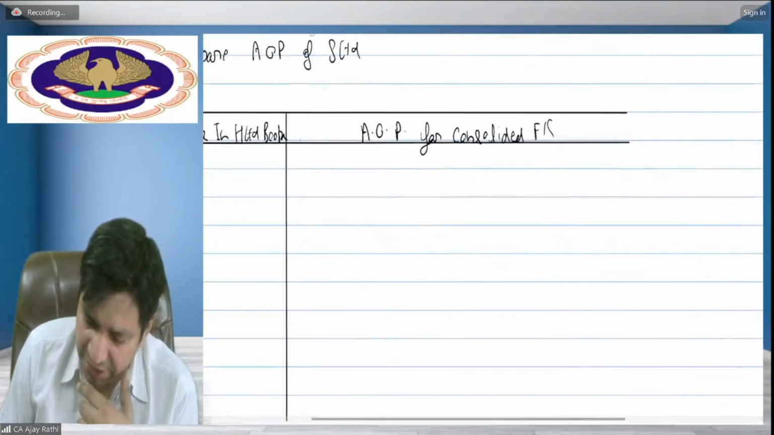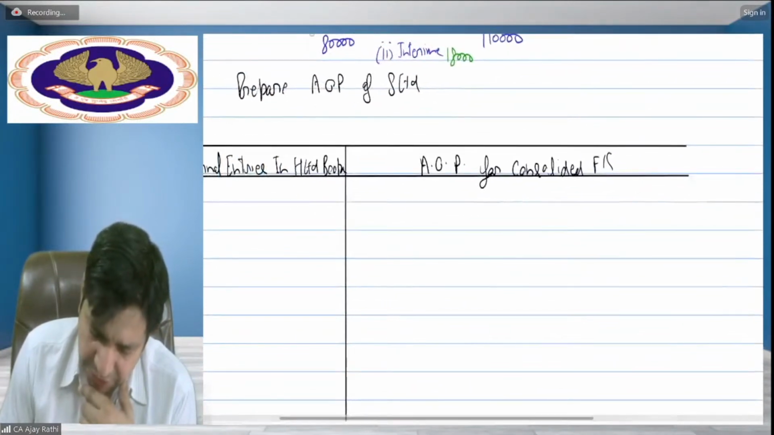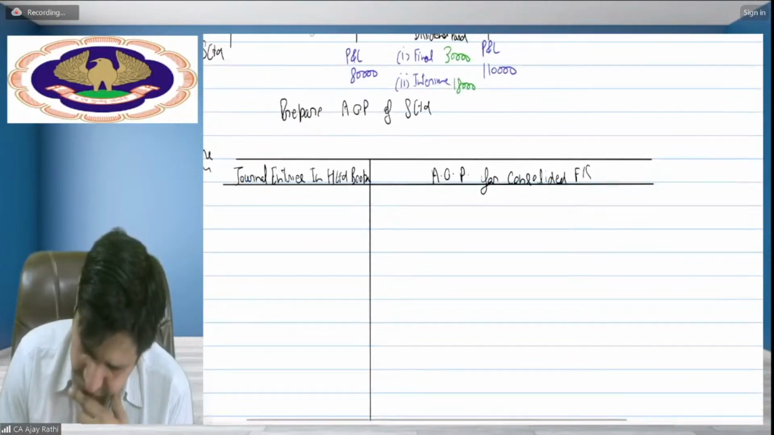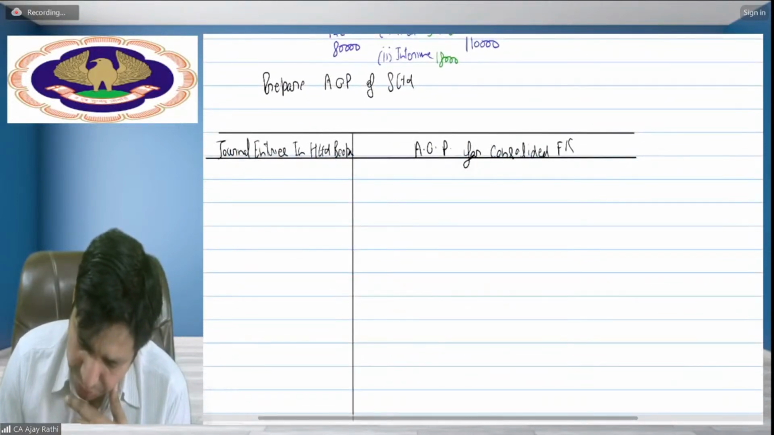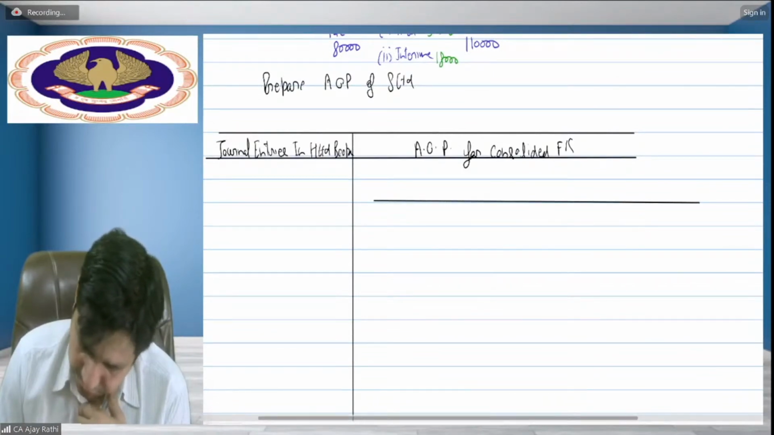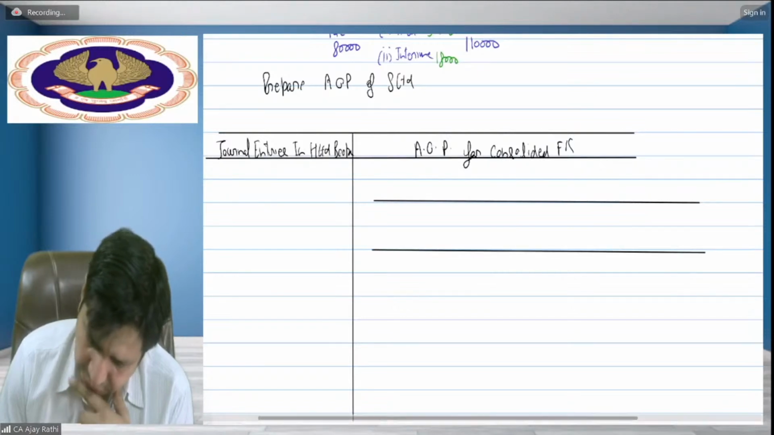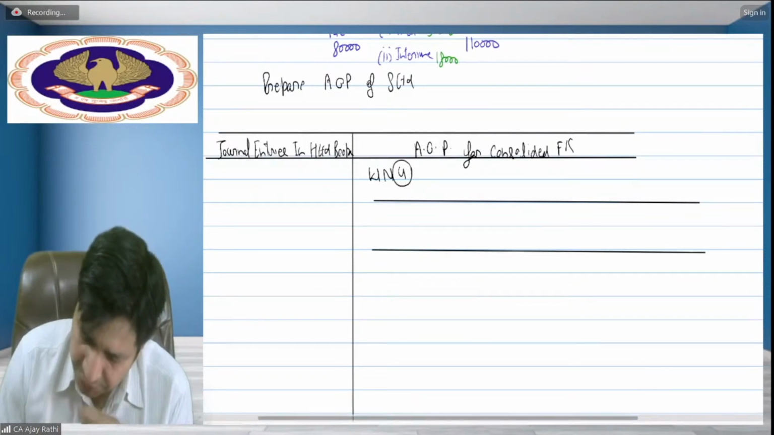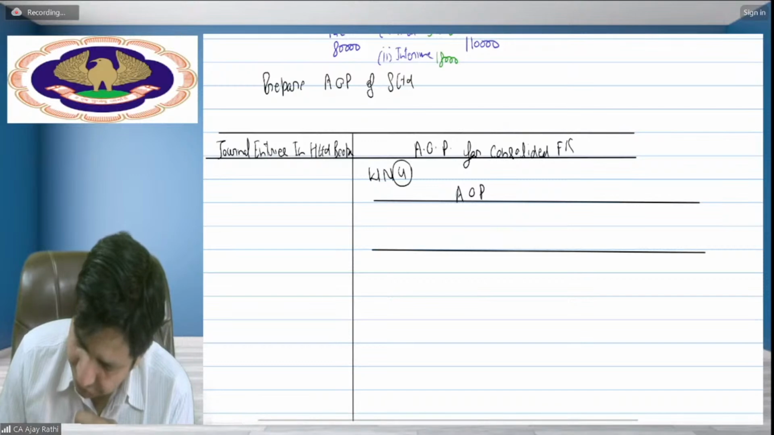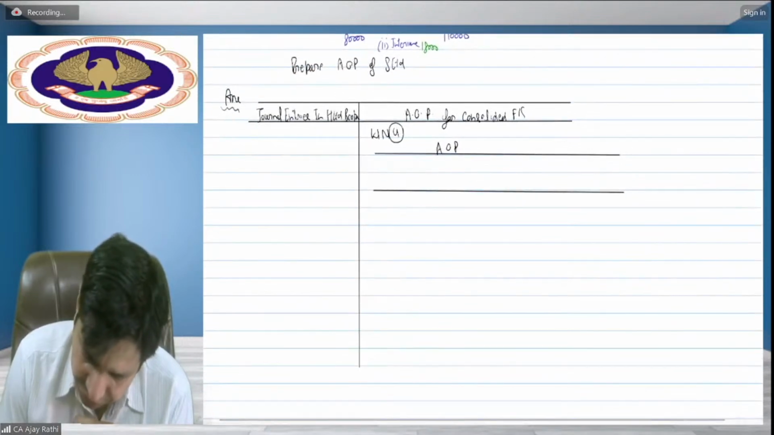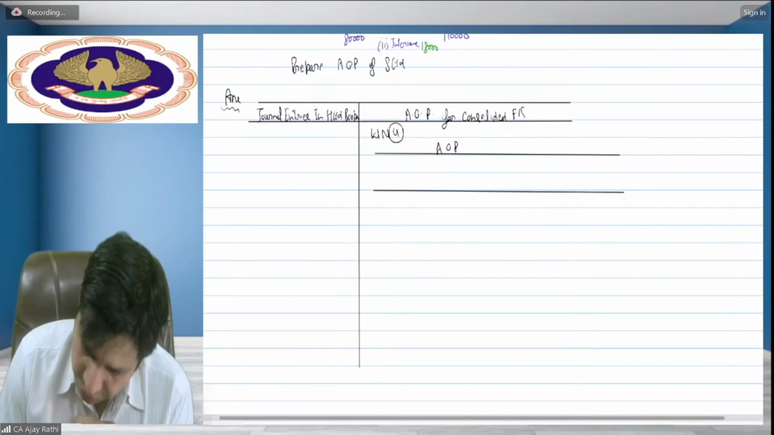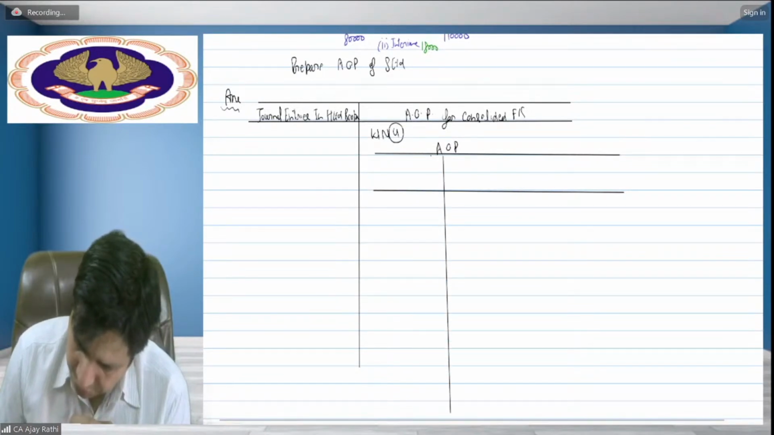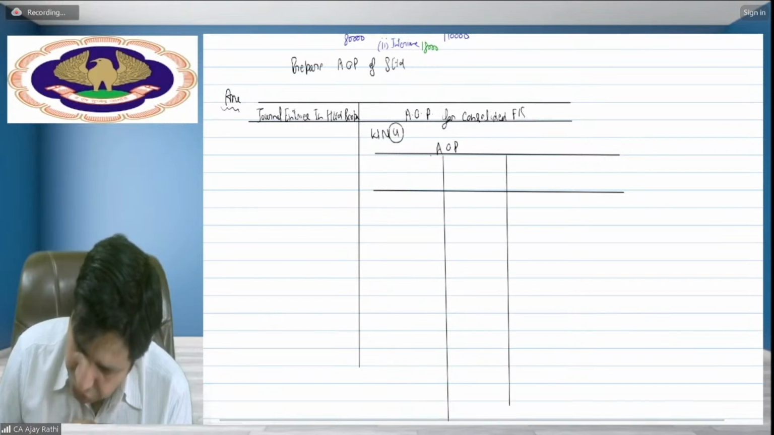First, we shall be practicing analysis of profit. How will the analysis of profit be done? Sir, we shall prepare working note number 3 in this way. Working note number 4, analysis of profit. We shall be preparing such a working note in this way: pre-acquisition, post-acquisition, and then closing.